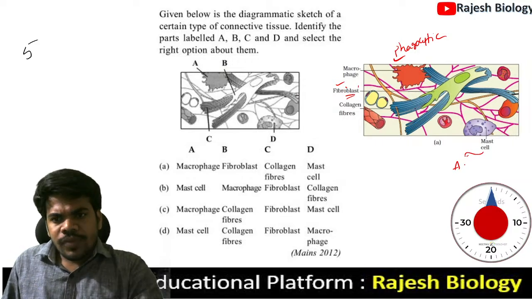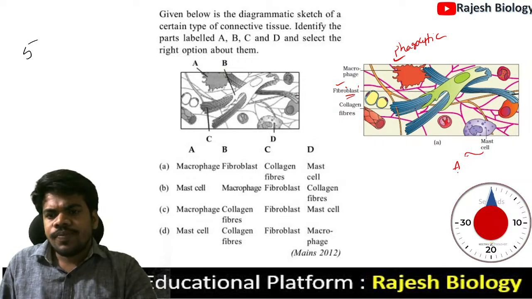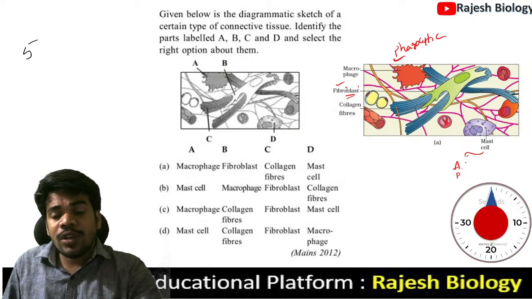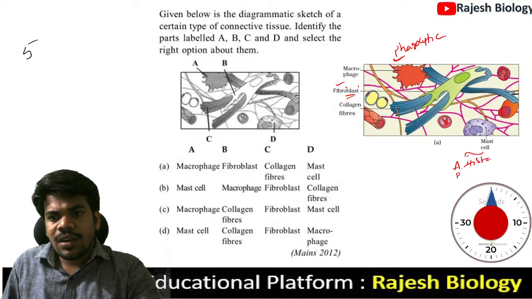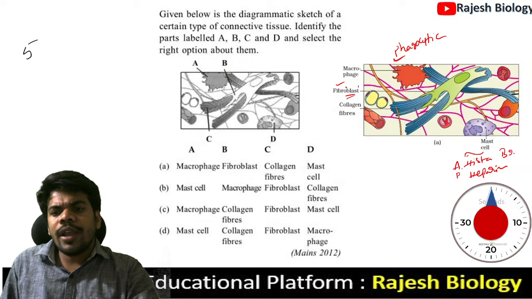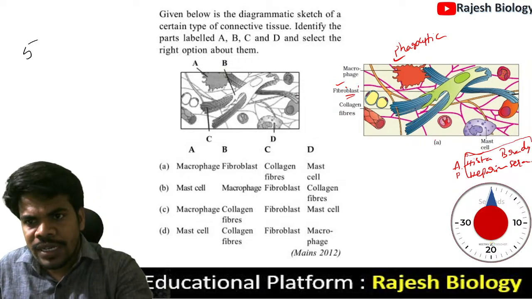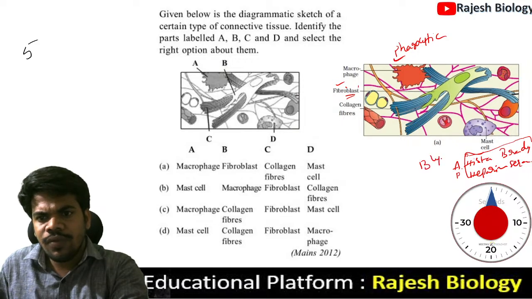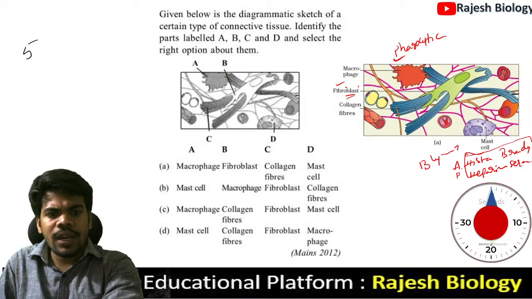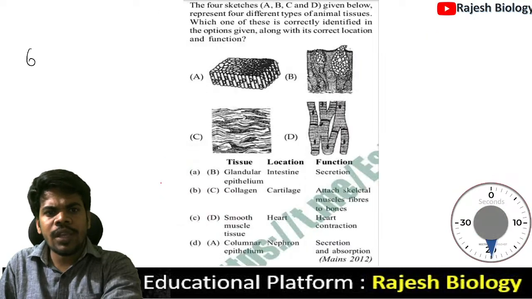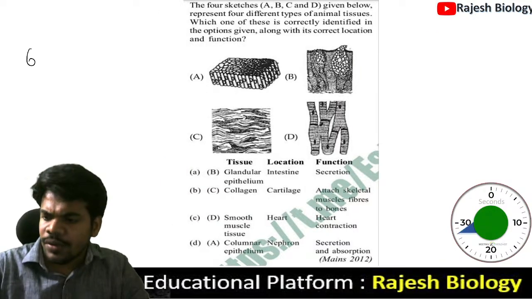Adipose cells are there. Mast cells are going to secrete histamine, heparin, bradykinin, and serotonin. So these are the secretions of the mast cells, which are also the secretions of B lymphocytes. So here the right answer is option A. Next, sixth question.